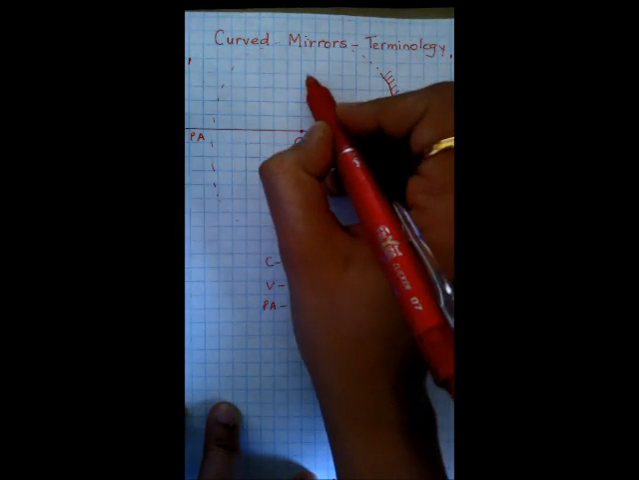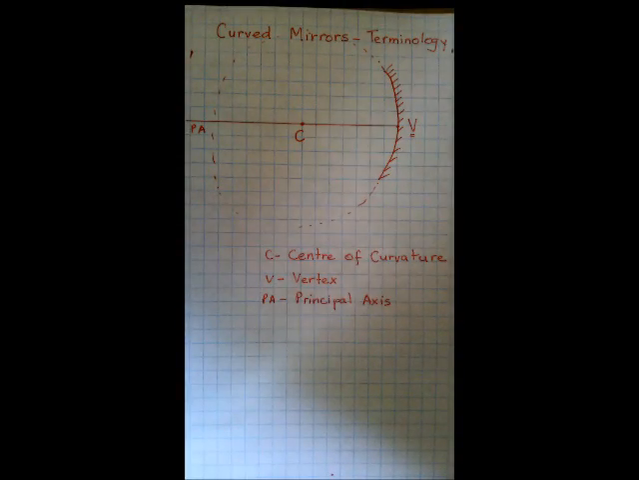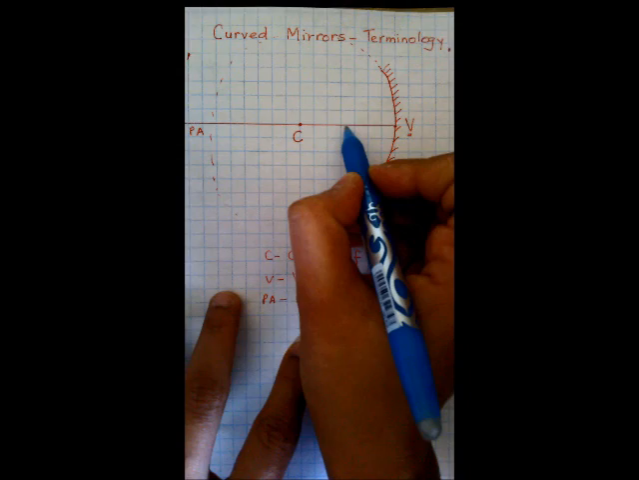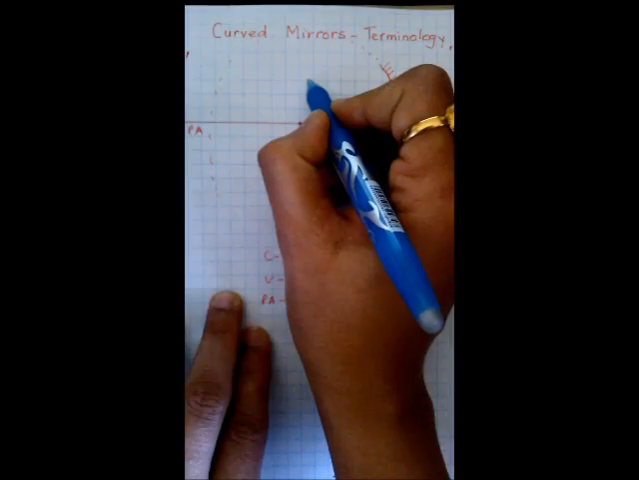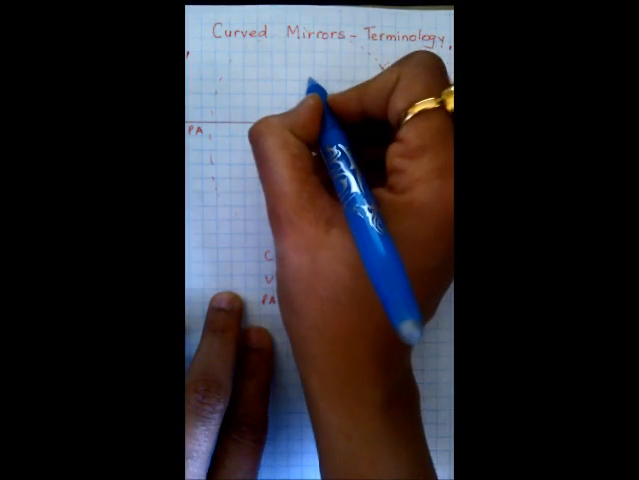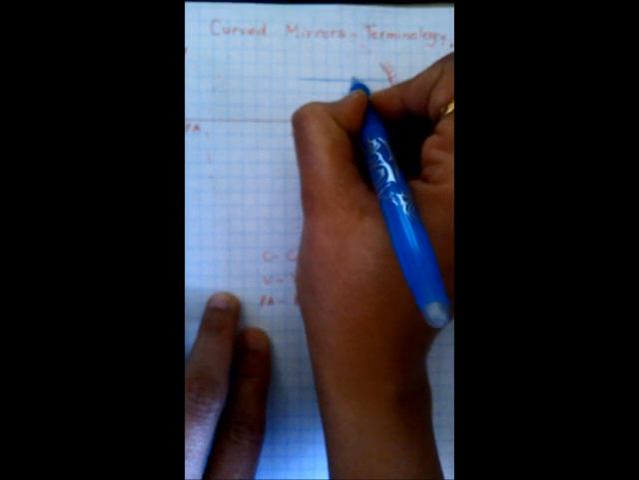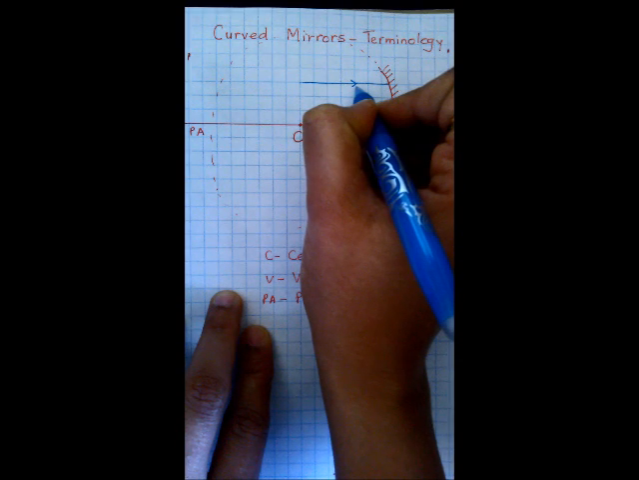Okay, so if you had parallel rays traveling towards the concave mirror, then these rays will actually meet somewhere between the center of curvature and the vertex. So what I'm going to do is show you some parallel rays coming towards the mirror. This is the direction in which they're traveling, represented by the arrowhead.